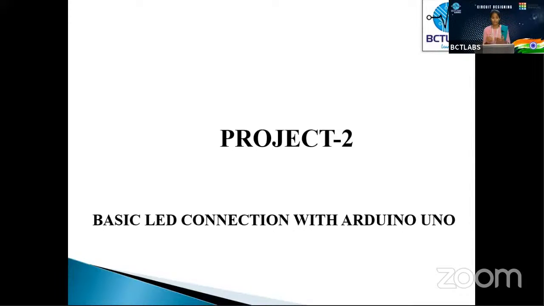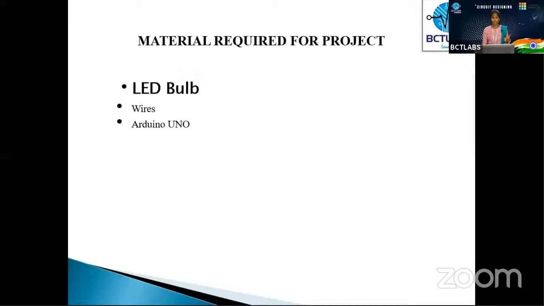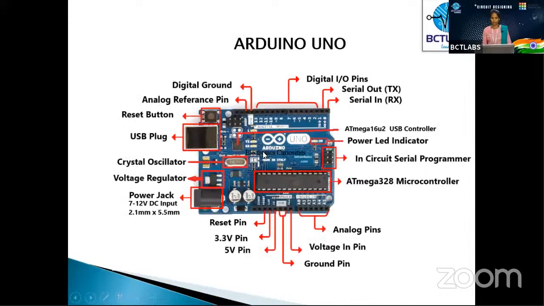First, let me understand what Arduino is, how to connect the LED, and how to make it work automatically. The materials required for this project are LED lights, wires, and an Arduino Uno board. First, we understand what Arduino Uno is. Arduino is nothing but a microcontroller. A microcontroller is nothing but a chip in a computer. It's going to control all the inputs and outputs of the thing. It's an open source platform, so anyone can use it.